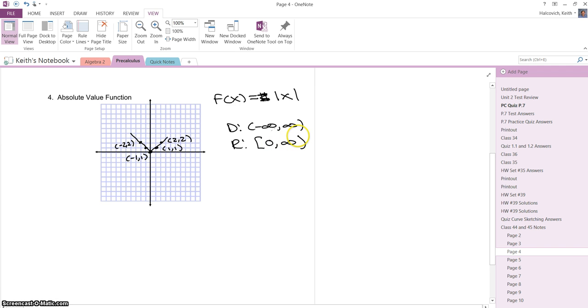So it is shaped like a V. So some characteristics of this, it has a V shape. And notice it is symmetric to the y-axis.